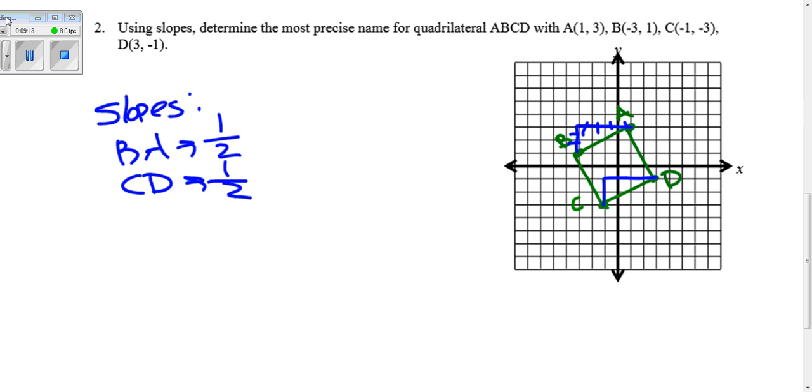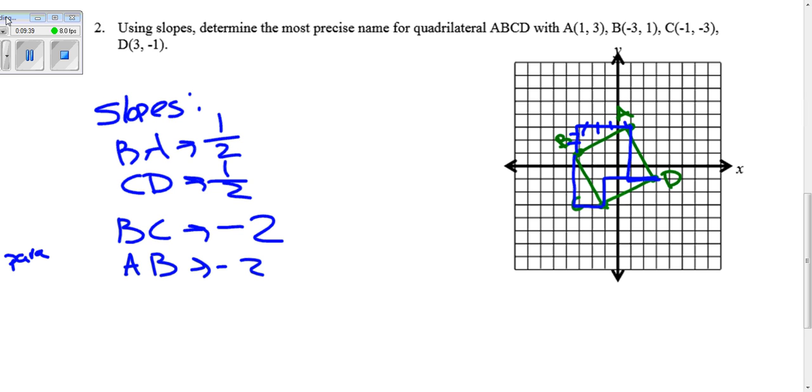Okay, the slope of BC is down 4 over 2, so it's a negative slope. Down 4 over 2 is also known as negative 2. And the slope of AD is down 4 over 2, so it's also negative 2. Okay, so what does this tell me? This tells me that I have two pairs of opposite sides parallel. So for right now, I have a parallelogram.